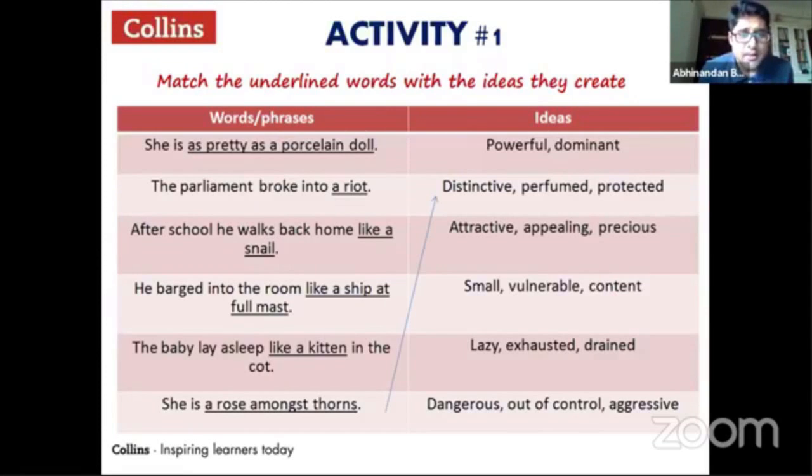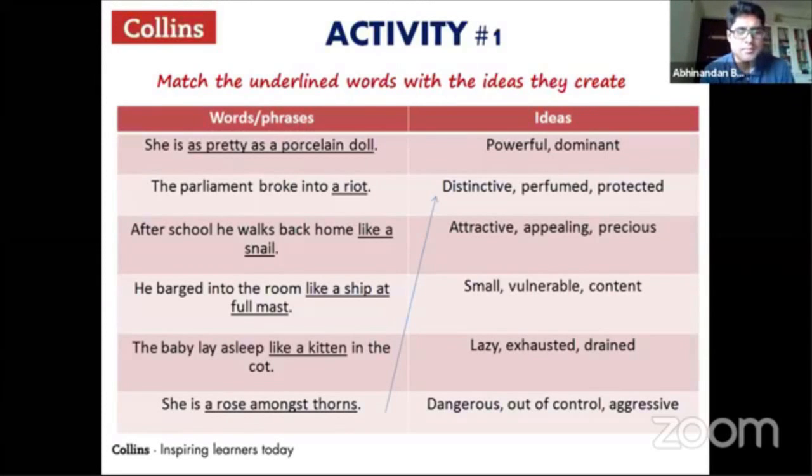Two, 2-6. A riot. So that's a metaphor. Dangerous, out of control, aggressive. Yeah, absolutely. That's correct. The third one, 3-5. Yes, like a snail. Simile. Lazy, exhausted, drained. Absolutely correct.